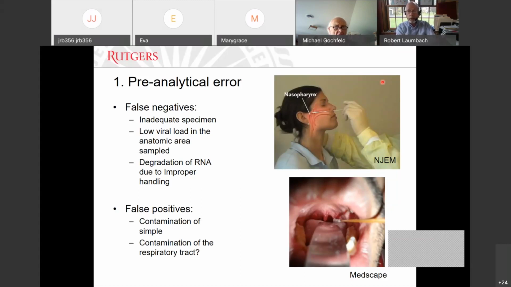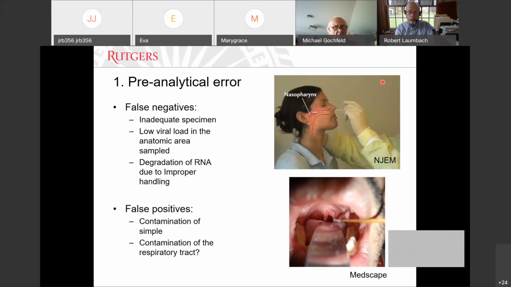And then there could be, again, biological variability in the viral load in that anatomic area, or in the back of the throat, or wherever we take the sample from. And then there could also be a degradation of RNA due to improper handling. So all these could be contributing, again, to false negatives.